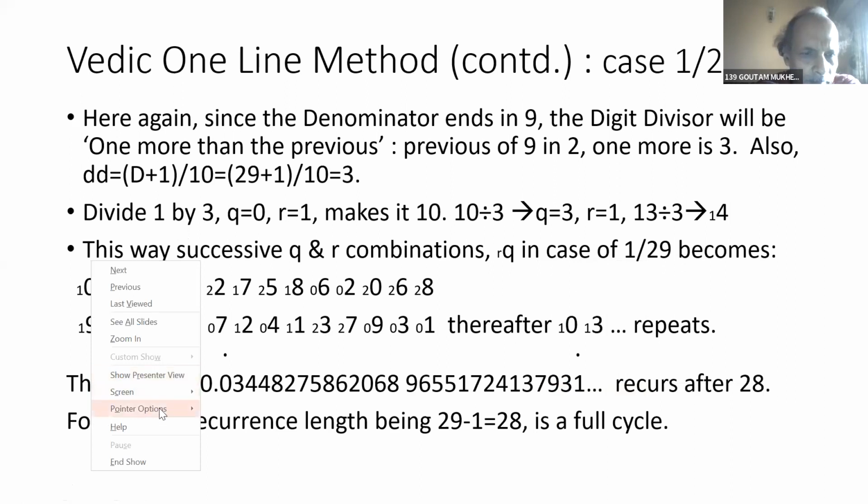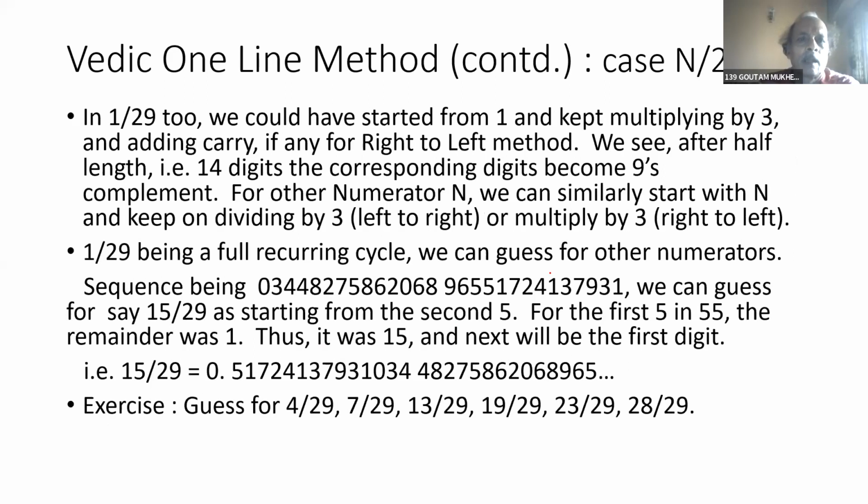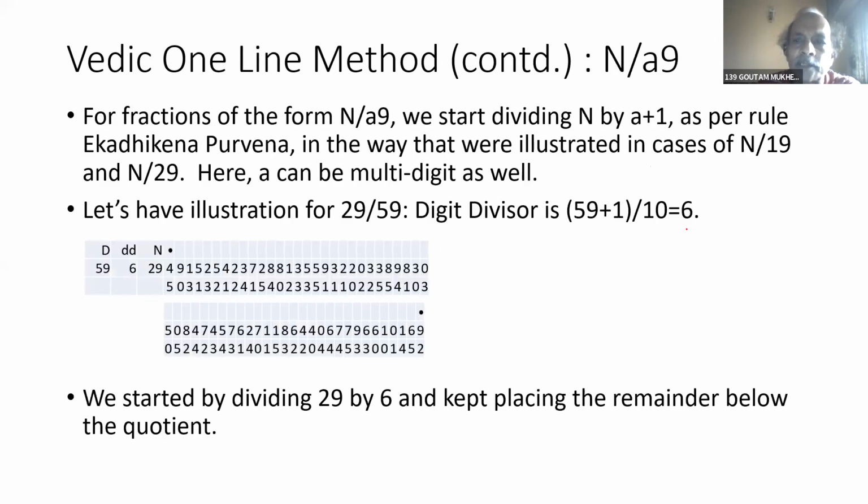In the case of 23, you see here, 23 by 29 will start from this 7931 and so on. So that is the idea. Suppose I do 19 by 29. Same thing: you start with 19 and start dividing by 3. For 59, you divide by 6.